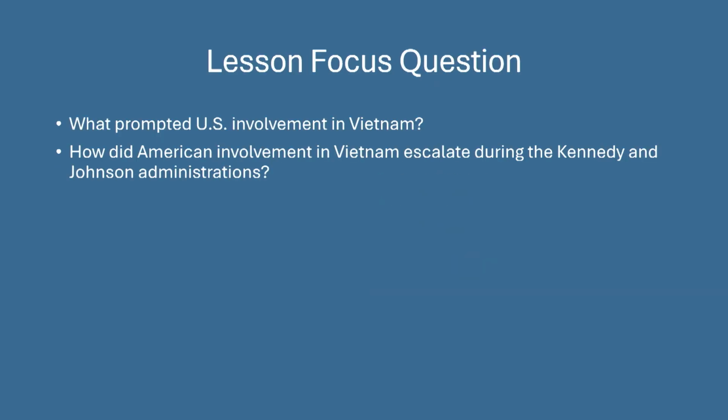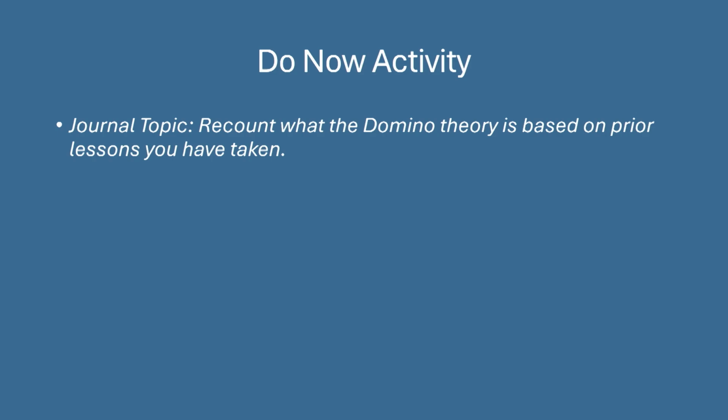Today, we'll start with the focus question: what prompted U.S. involvement in Vietnam, and how did American involvement in Vietnam escalate during the Kennedy and Johnson administrations? Do Now activity. Journal topic: recount what the domino theory is based on prior to the lessons you have taken. Now, we've talked about the domino theory before, so think about that for a few seconds. In a few moments, we'll come right back and we'll tell you what domino theory kind of means.